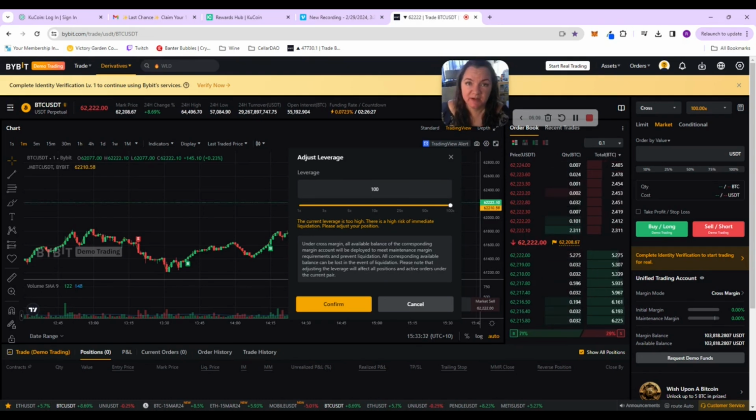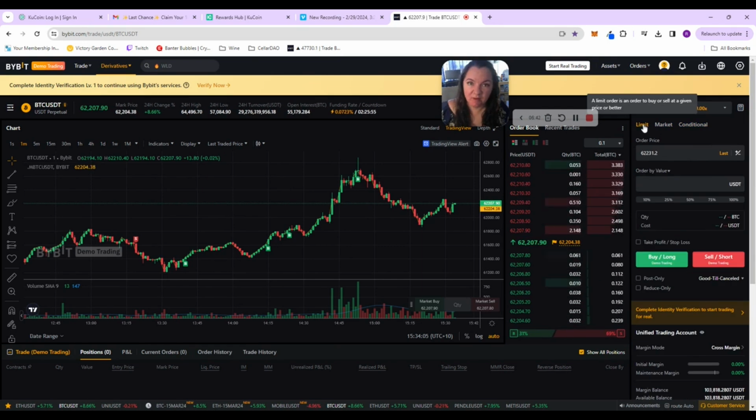Most of the time, for a swing trade or a spot trade that I would hold, I'd only be using maybe 3 to 10x, depending on the volatility of the coin. So it's really up to you to figure out how long you're holding the coin, how much you want to risk, and adjust your leverage the appropriate way.